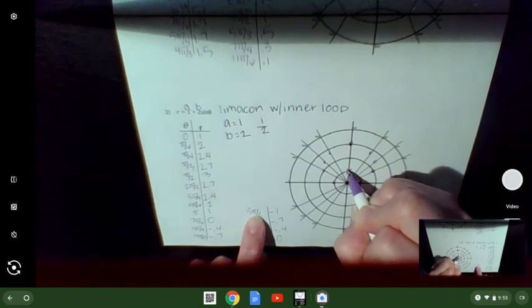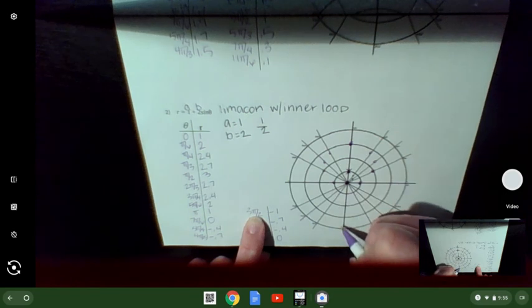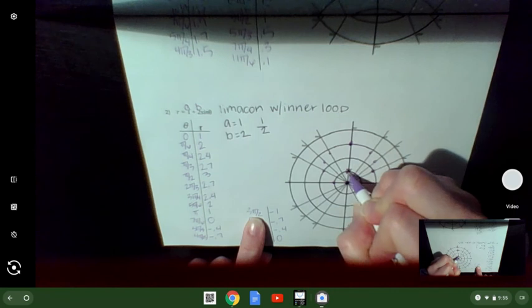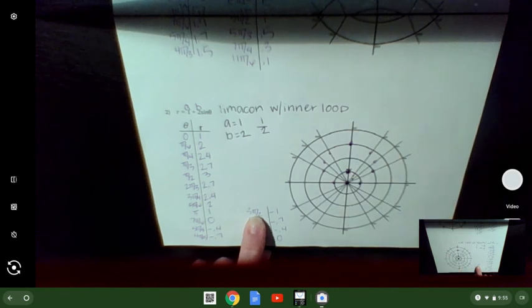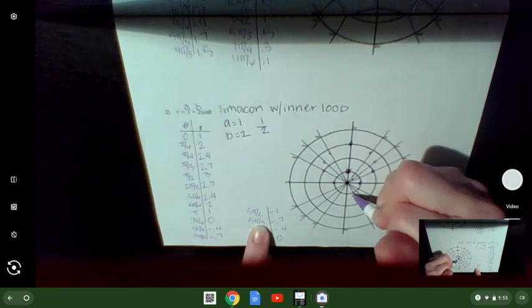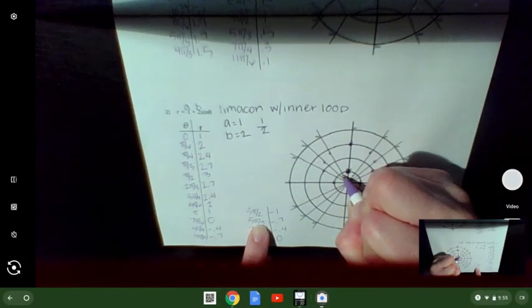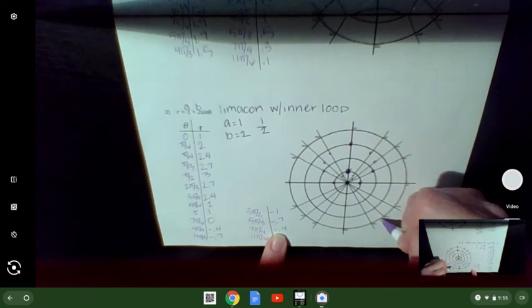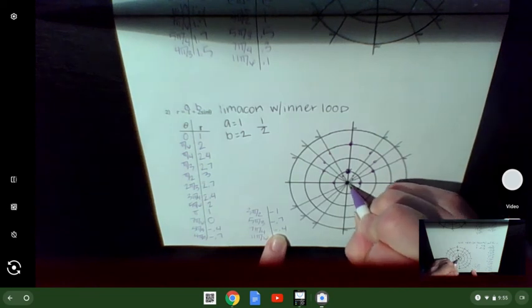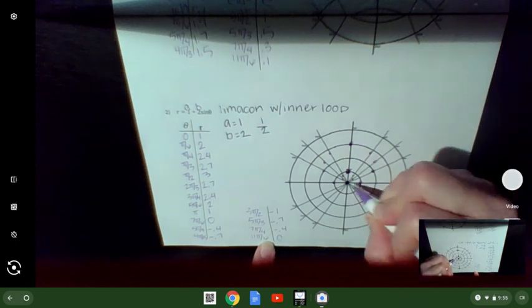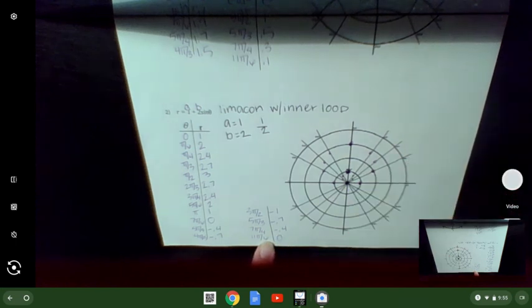3 pi over 2, oh, there's where that point came from. 3 pi over 2 would be right here, but negative 1, we're going to go back through. I guess we have that point after all. Don't know why I had it there previously. 5 pi over 3, negative 0.7, so we're going to go back through. 7 pi over 4, we're going to slide back through to 0.4. And 11 pi over 6, we are at 0.